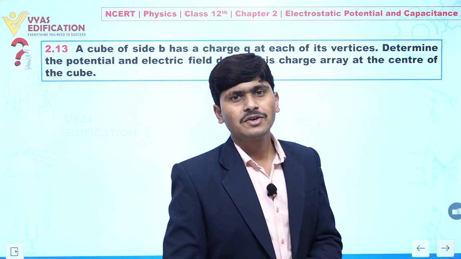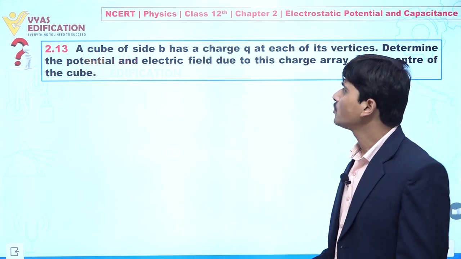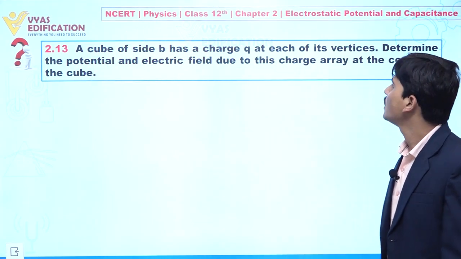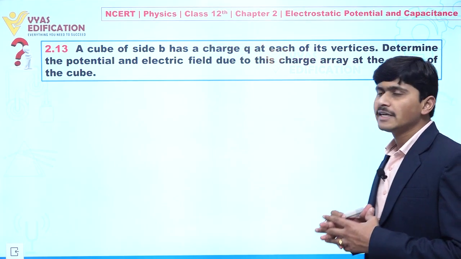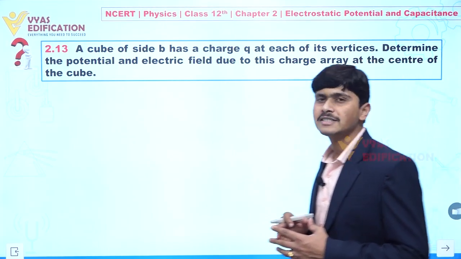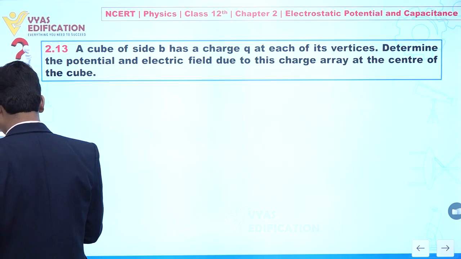Now dear student, we are going to discuss the next question, 2.13. In this question it is given that a cube of side b has a charge q at each of its vertices. Determine the potential and electric field due to this charge array at the center of the cube. Clear? So now dear student, concentrate on the screen.